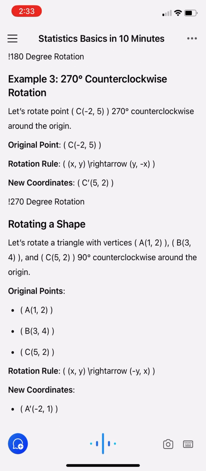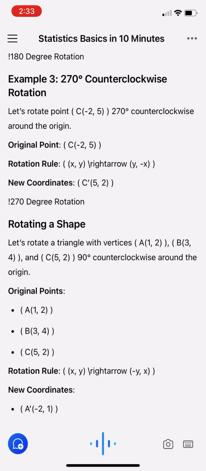Example 3, 270 degrees counterclockwise rotation. Let's rotate point C (-2, 5) 270 degrees counterclockwise around the origin. Original point C (-2, 5). Rotation rule (x, y) → (y, -x). New coordinates C (5, 2).